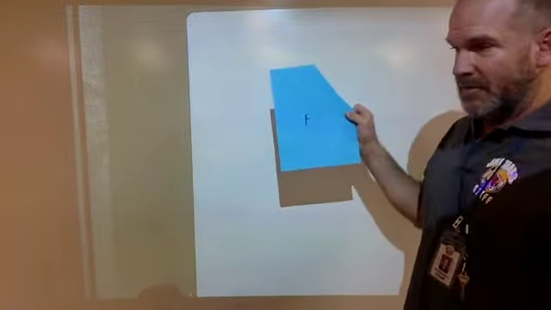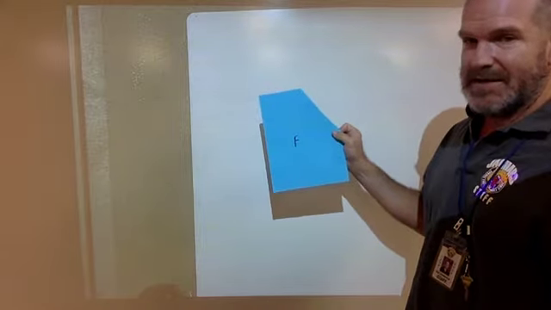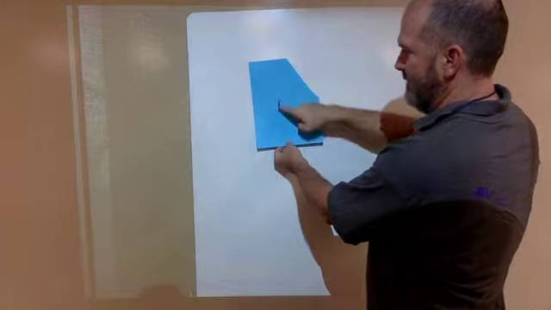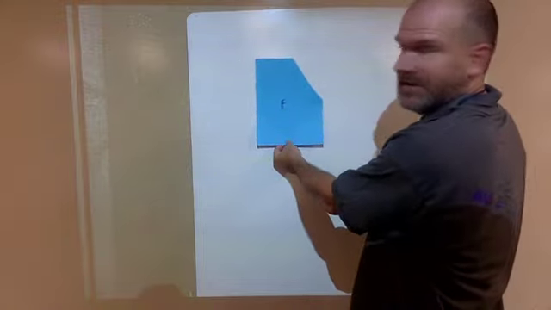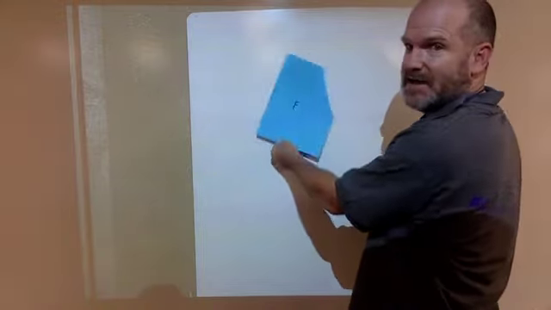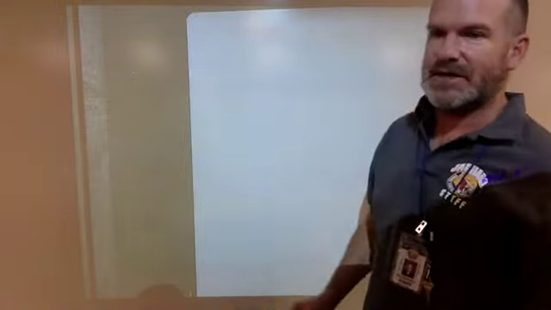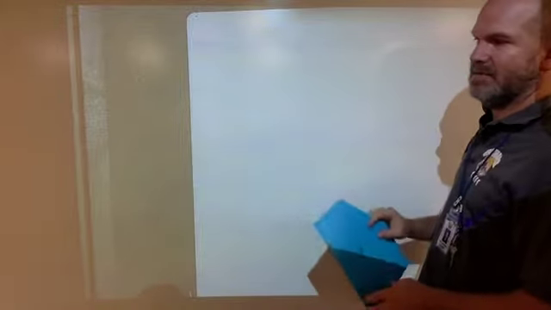So reflection does not keep orientation. Same with rotation. Right now the F is facing up like you would normally see an F, and if you rotate it, now the F is sideways, laying on its side, it's upside down. It's got a different orientation. Translation, what we're doing today, does keep orientation.